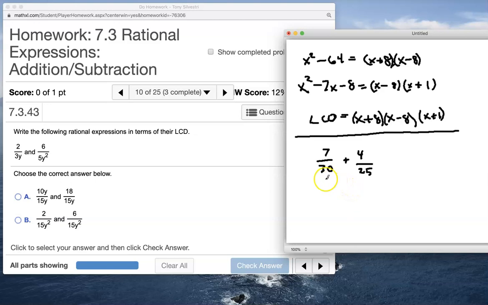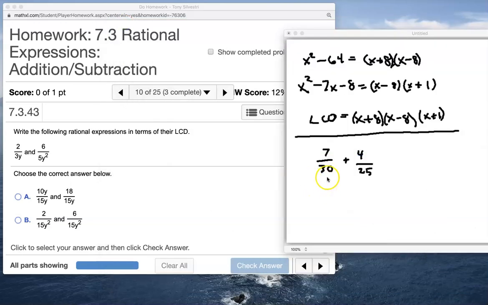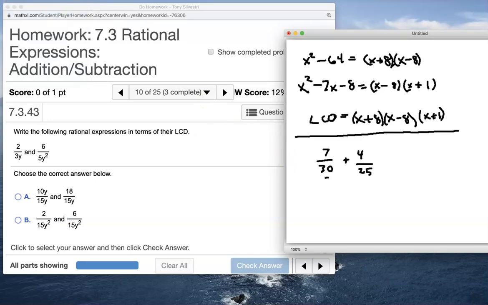So what's the lowest common denominator? Well, from the slide, I use that as an example. 25 is 5 squared, 30 is 2 times 3 times 5. So what I'm going to do is put my 5 squared here. Wrong place. Edit, undo. That's the wrong spot. Edit, undo. And then I'm going to put the 5 squared here. That's where the 25 is. And this is 2 times 3 times 5.